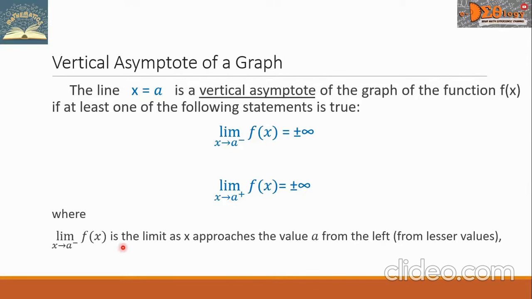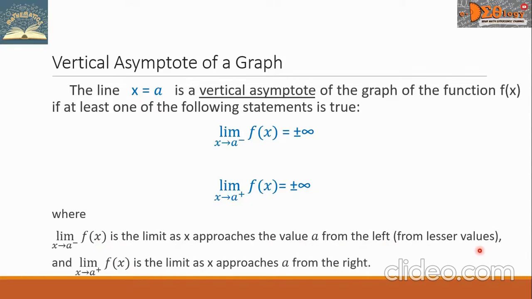To emphasize, we write here: this notation is the limit as x approaches the value a from the left, or we say from lesser values. And this notation is the limit as x approaches a from the right.